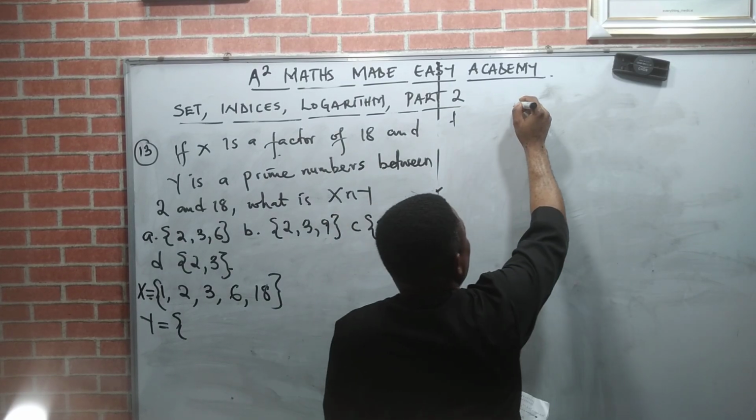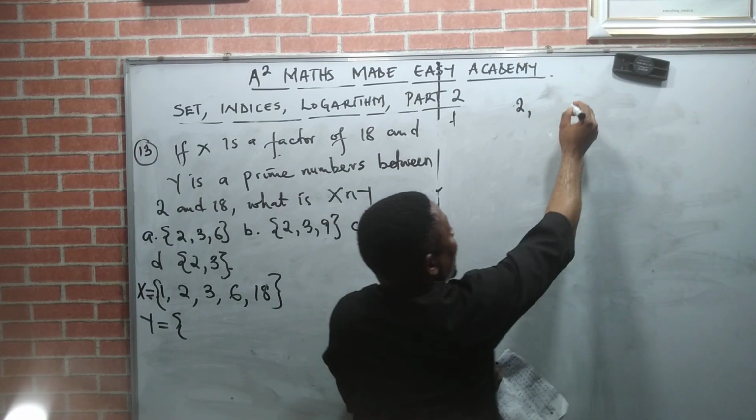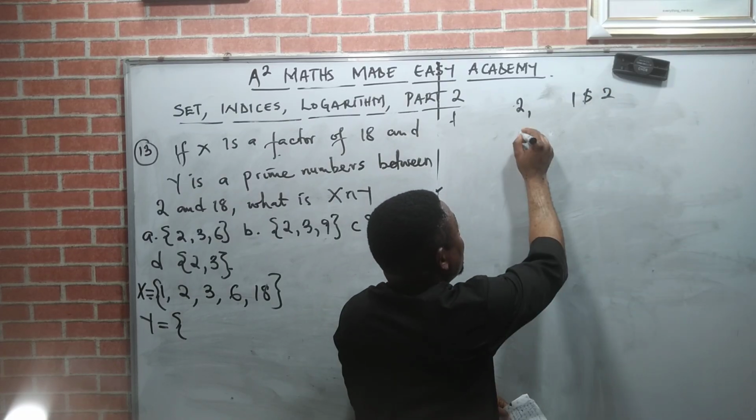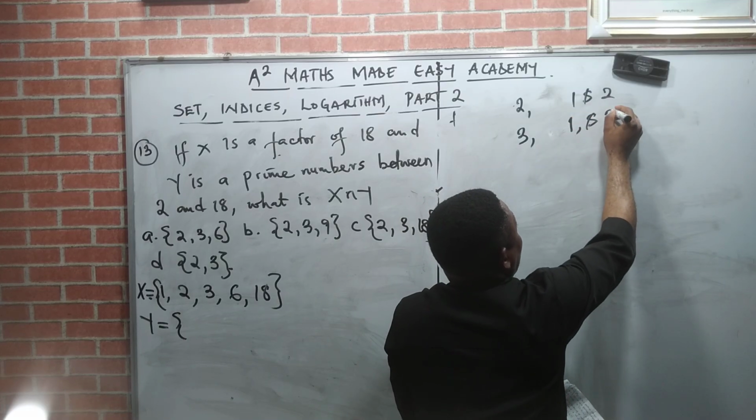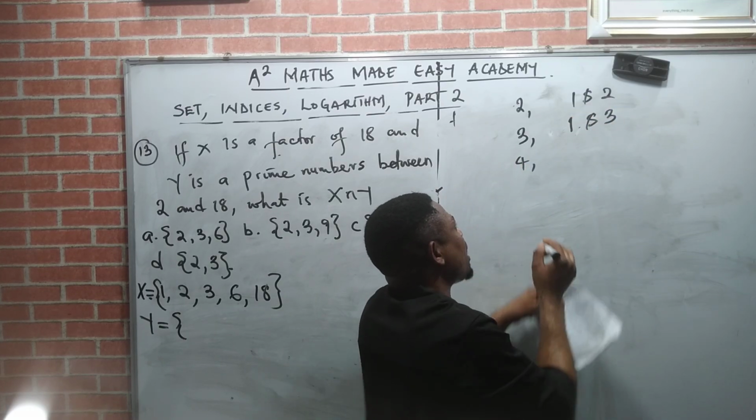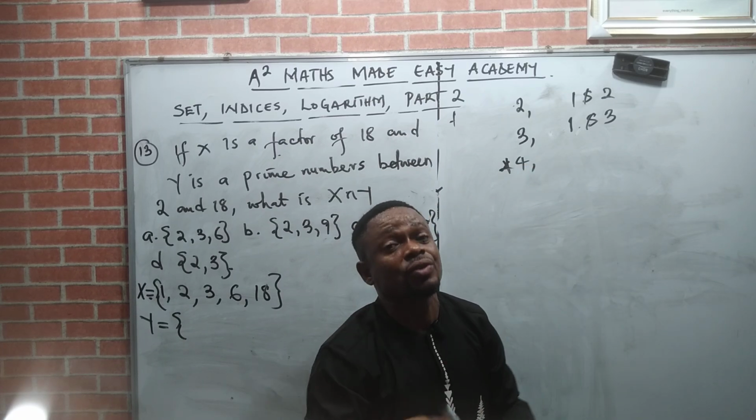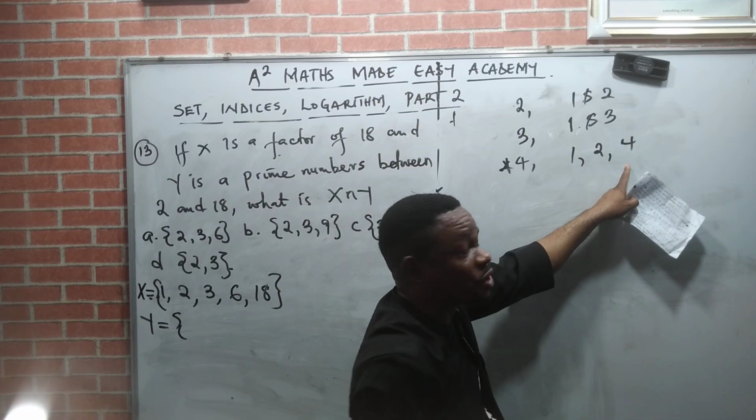How? I want to start with 2. 2 is a prime number. Are you with me? Do you know why? 1 can divide it and itself. Can you see it has 2 factors? Then 3 also is a prime number because 1 can divide and also itself. But 4 is not a prime number. Be careful. How? 4 has more than 2 factors. 1 can divide, 2 can divide, and itself. Can you see it is more than 2?